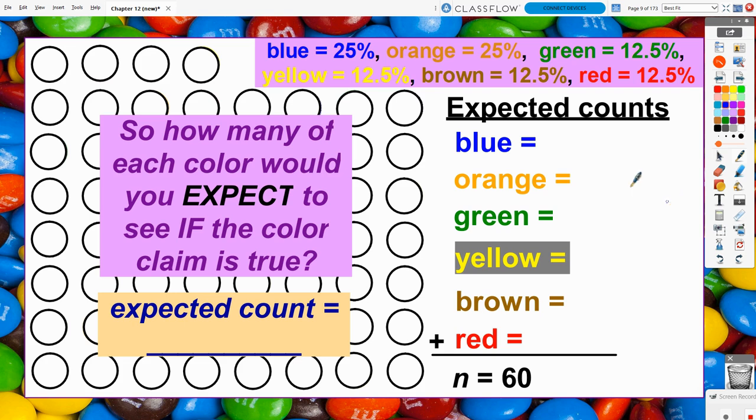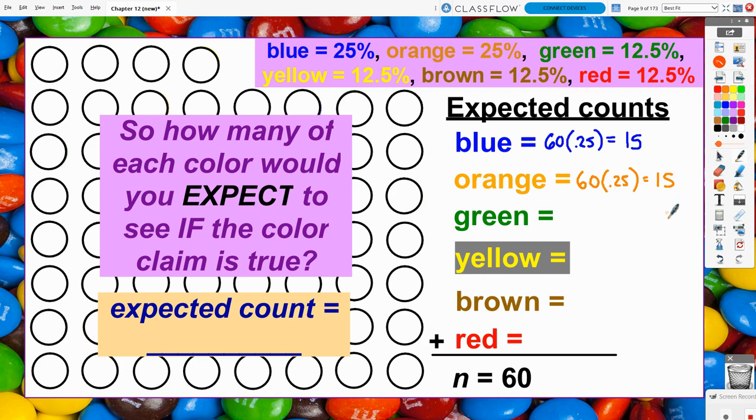to see if the claimed distribution of 25, 25, 12.5, 12.5, 12.5, 12.5% is really correct. So if there's really 60 M&Ms, we would expect 25% of them to be blue, right? Well, how many is 25% of 60 M&Ms? So if we took 60 M&Ms and what's 25% of that, well, we would expect 15 of the M&Ms to be blue. How many M&Ms would we expect to be orange? Well, it's the same percentage, right? So we start with our total sample size. We would expect 25% of the 60, which again is another matching 15.